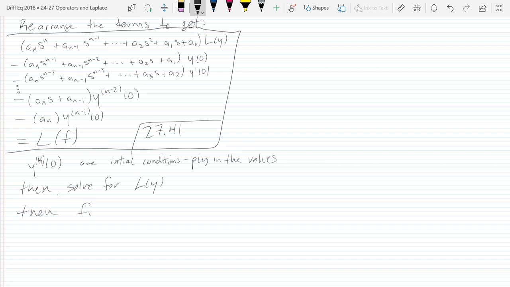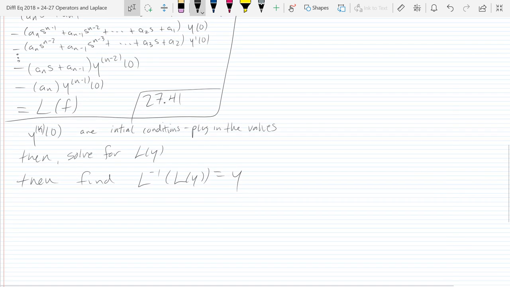Then find L inverse of L of y, which will equal y. And you can use a table on page 306. That tells you how we computed the Laplace transform of the x function, but it computes, I think, 11 other Laplace transforms of some common functions. So it has the x function that we got, I think, was 1 over s squared. Hopefully it has that. Should be one of the first ones.